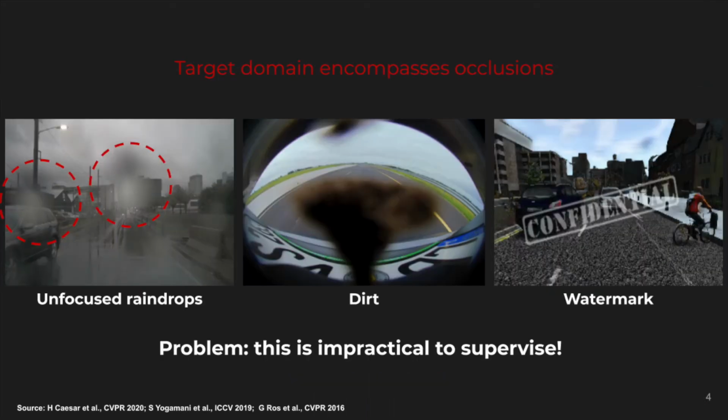In this example, you can see three scenarios of target domains that cause issues similar to the ones shown before, and all encompass occlusions. The elements circled in red in the image at left are out-of-focus raindrops, while in the center one there is an evident soiling occlusion. In the right image, a watermark has been applied that behaves as an occlusion since it is independent from the geometry of the scene.